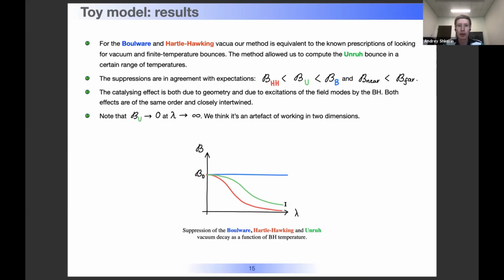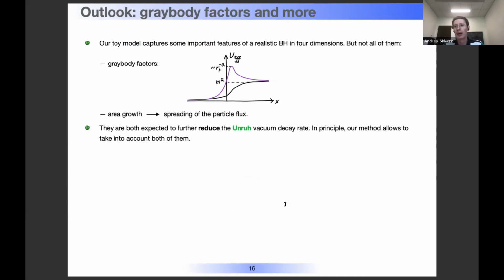So with this, let me come to the outlook. How are our results generalized to 4 dimensions? Well, our model captures many essential features of, say, the realistic Schwarzschild black hole in 4 dimensions, but not all of them. So 2 things need to be taken into account. The first is the gray body factors. In our model, the effective potential for modes is essentially temperature independent. While in the realistic case, there is a thermal barrier, which is proportional to the black hole temperature, and which changes significantly the flux of radiation to the right side of the barrier.